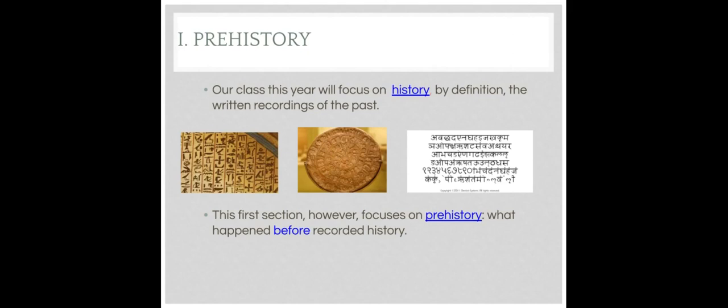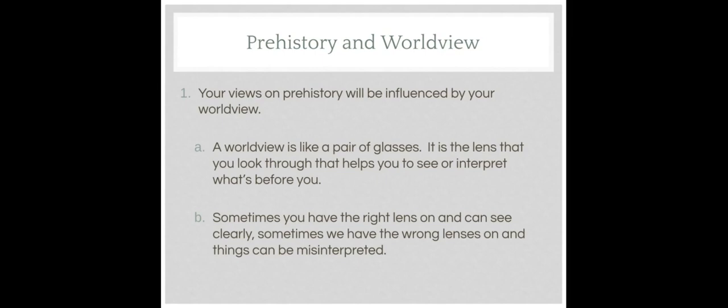How do we know what people looked like, how they lived? What clues can we get from what's been left behind? That's the science of prehistory. But prehistory is like any other discipline in the world. It's going to have its boundaries set by your own worldview. And everybody has a worldview.